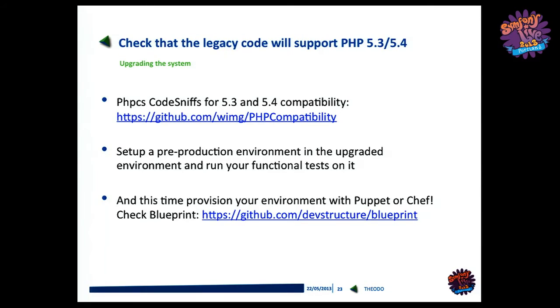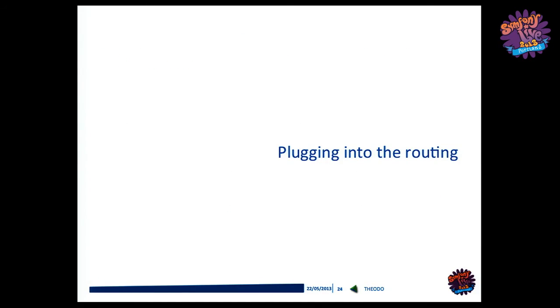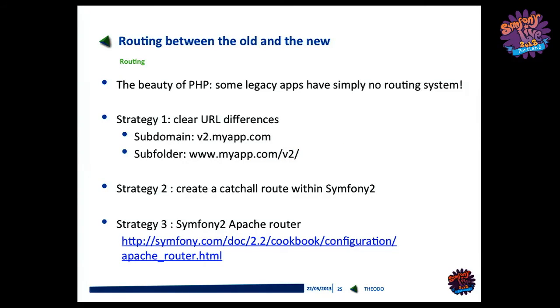Okay, so now we're ready to develop new functionalities using Symfony 2 next to the legacy app. So for that, the first part is plugging into the routing. So basically what you want to do is be able, when a request arrives, to identify if this request concerns something you haven't migrated yet or something that you migrated in the meantime. And the interesting thing is usually with legacy apps, you sometimes have not even any routing. So what do you do in that case?